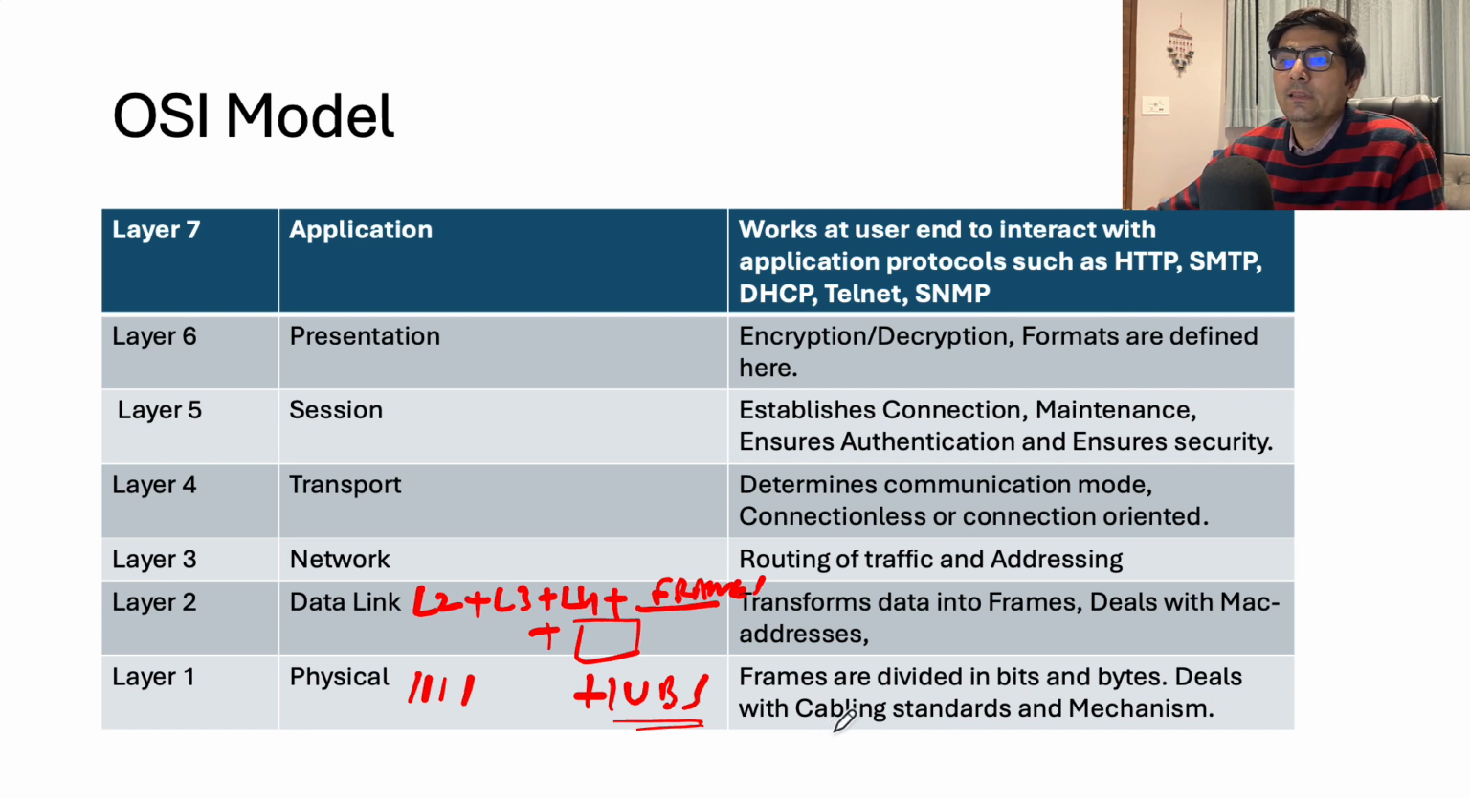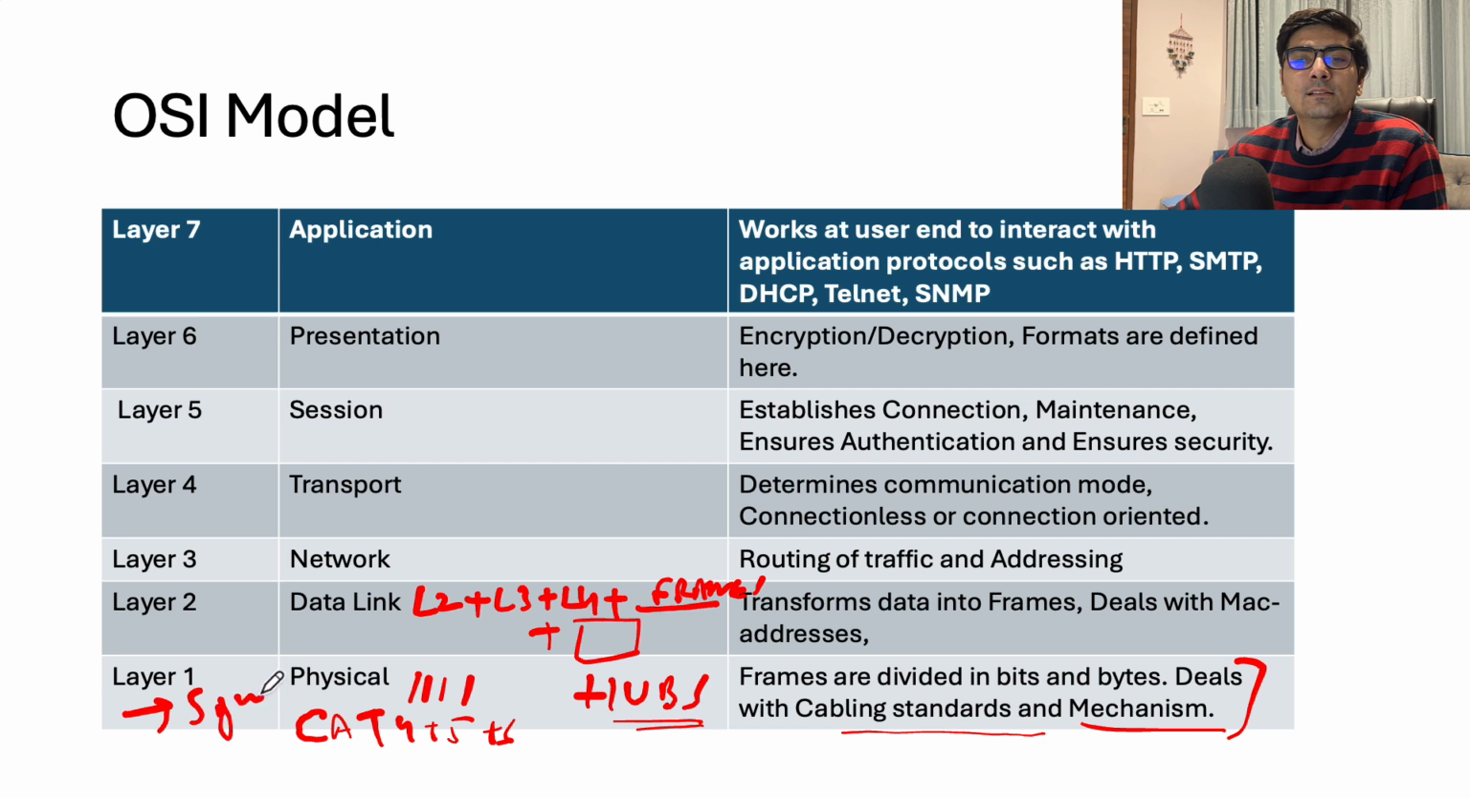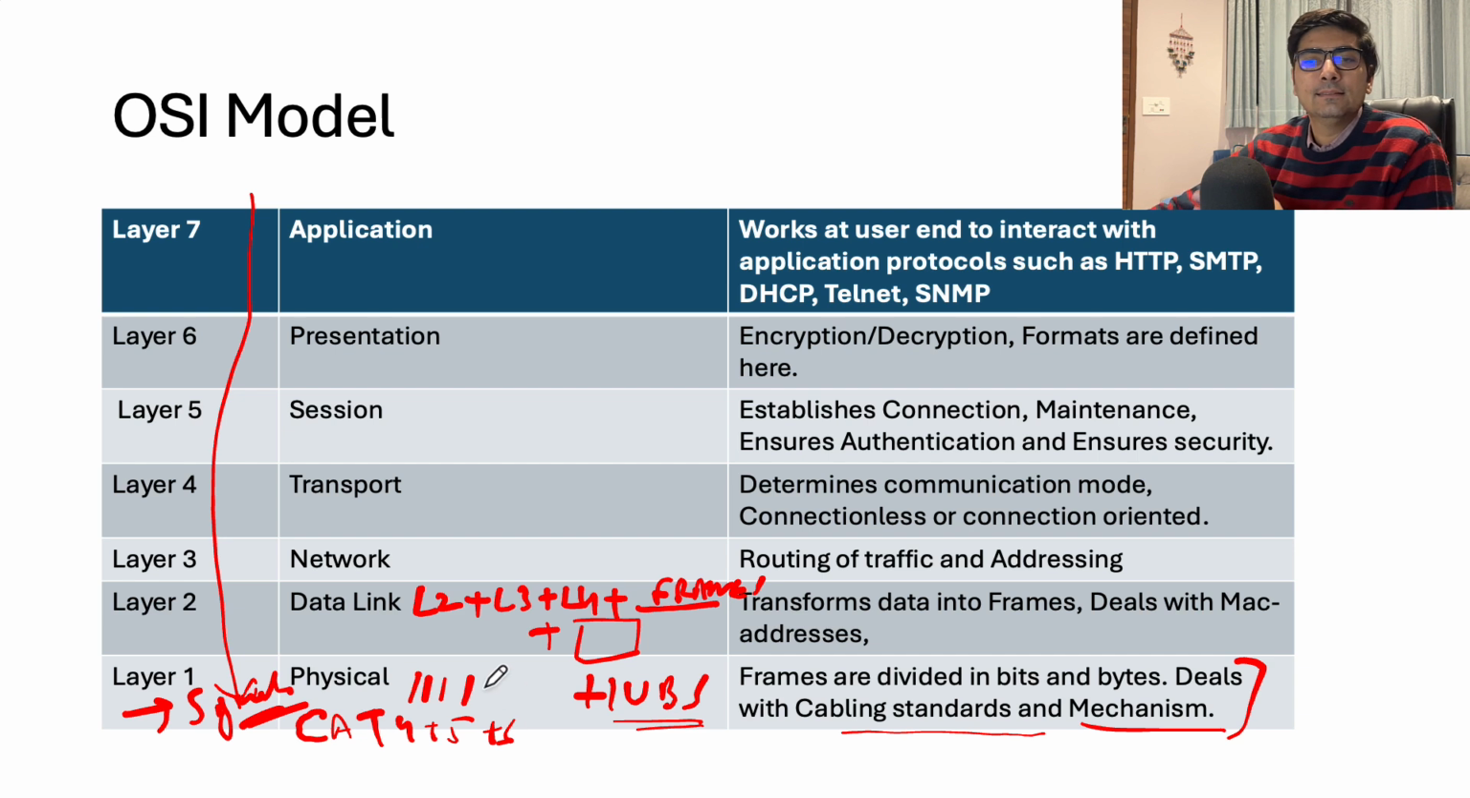It deals with the cabling standards like Cat 4, Cat 5, Cat 6. These are the standards of the cables and all of the mechanisms. And once it leaves layer 1, it will become signals, because there will be wires. So the data, the email which you wrote, has now become bits and bytes and then signals.